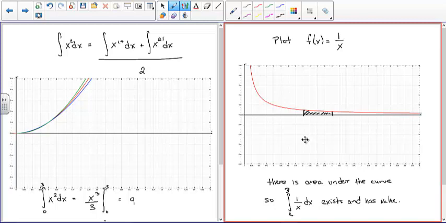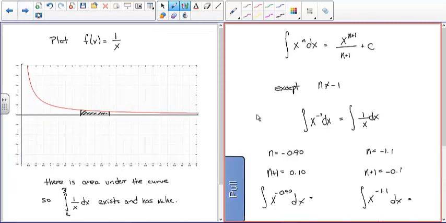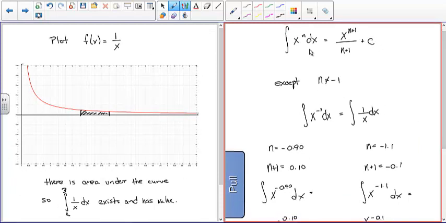There has to be some number. Therefore, the integral of, say, 1 over x dx from 2 to 3 exists, because I can see it. It's not like it doesn't exist. There's nothing special about that function that makes me think that it doesn't exist. So knowing that it has to have a number, that's when I use this approach. Remember, this formula works except when n equals -1.